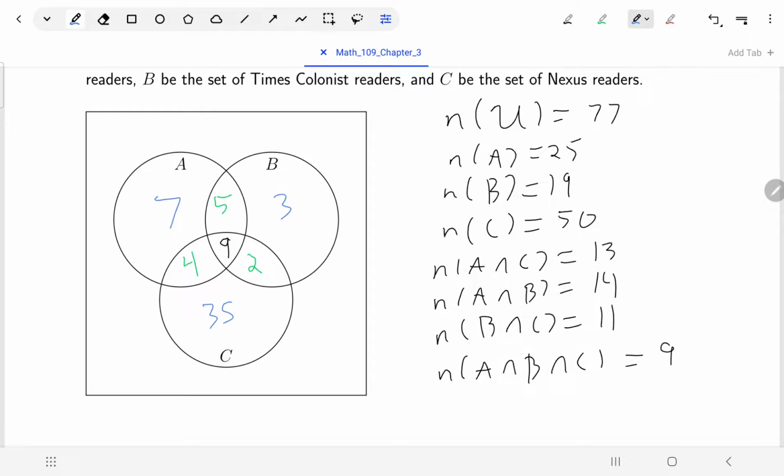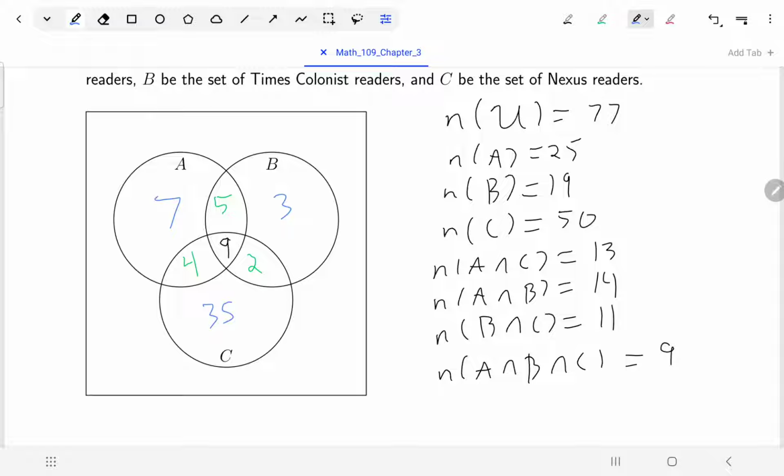Okay, last thing though, don't forget, we're not finished yet. A lot of times students will stop at this point, but remember there's one more region, the exterior, that we still need to talk about. So we need to fill in how many are not inside of any of the 3 sets. This is where I'm reminding myself that we're supposed to have 77 items in this Venn diagram in total.